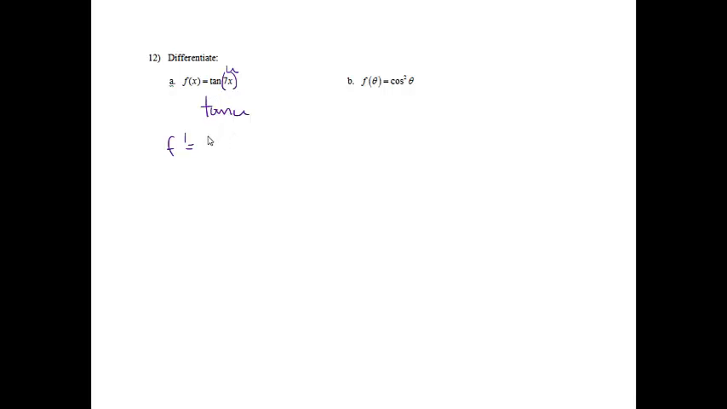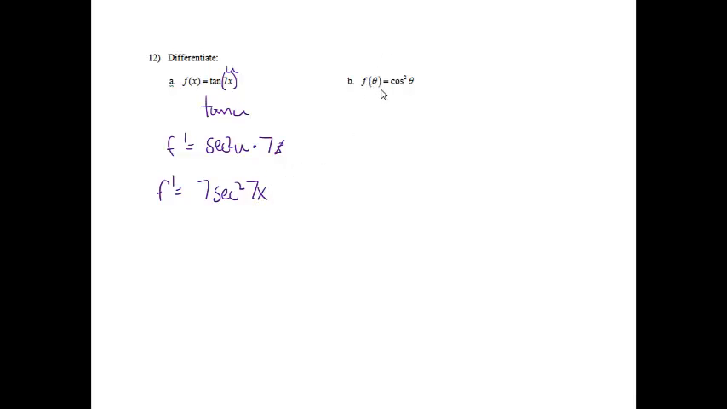The derivative of tangent u is secant squared u times the derivative of u. The derivative of 7x is 7. And then from here, I'm just going to bump the 7 back out front. So I'll have 7 secant squared of the u, which is 7x.